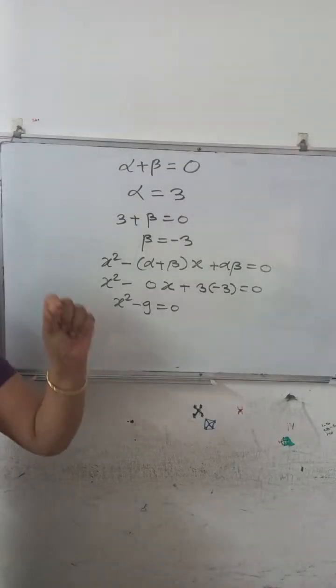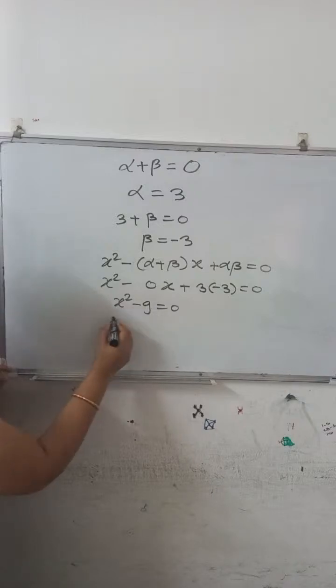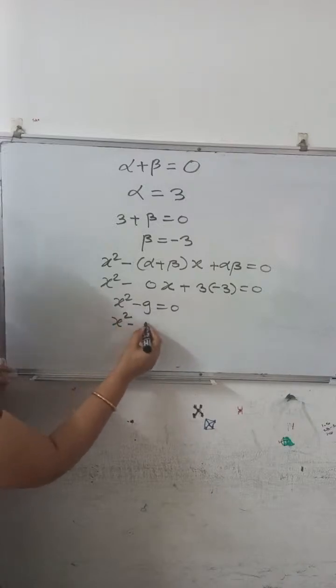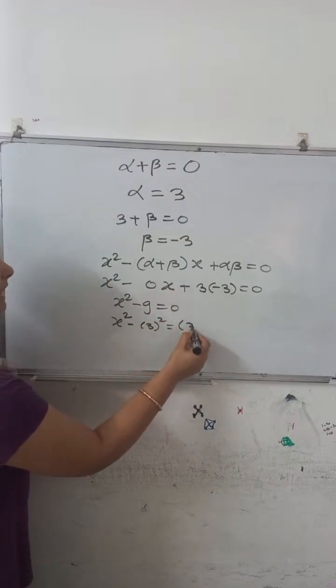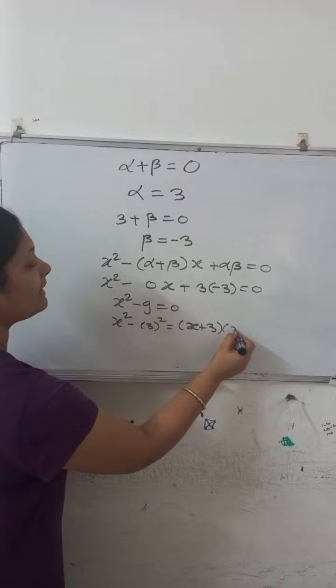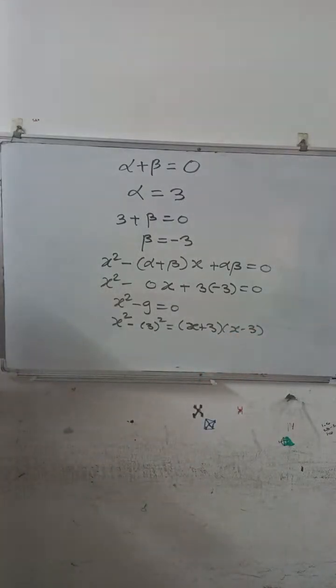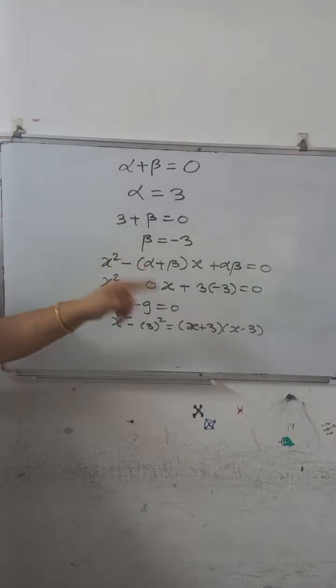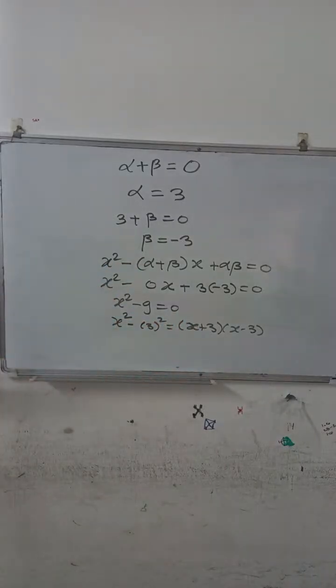Or sometimes they can change the options, because this is x square and this is 9. Maybe they can write x square minus 3 square, and in the options maybe they can give x plus 3 and x minus 3. Getting this? Okay, so this is the correct option, x square minus 9 according to this question. Maybe they can change it like this also. So be careful while solving 1 mark questions. Getting this?